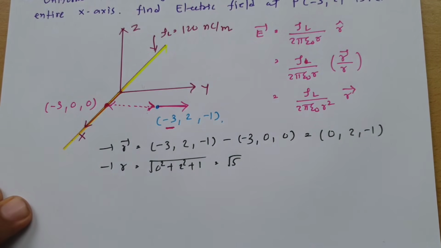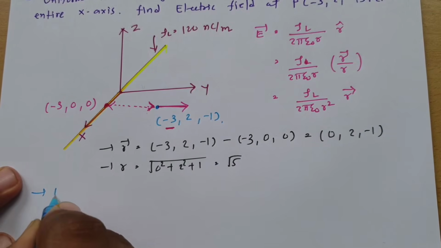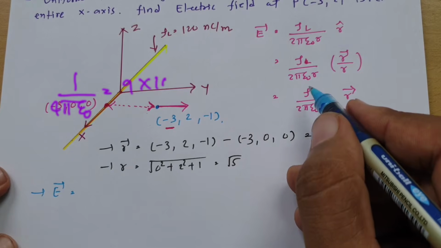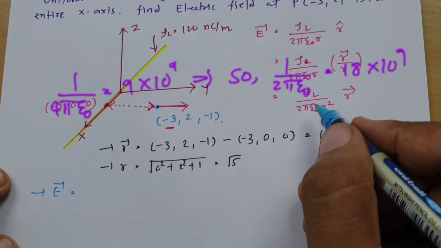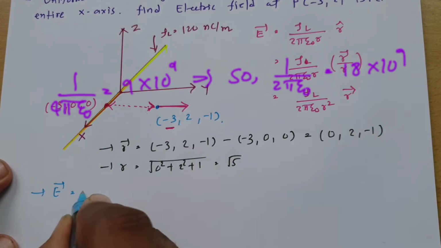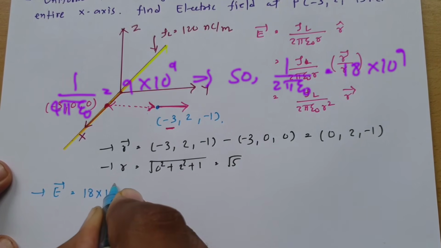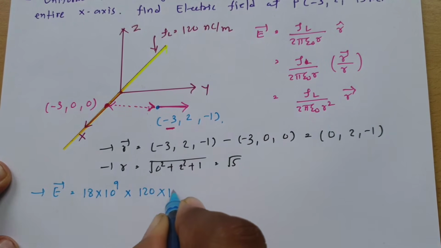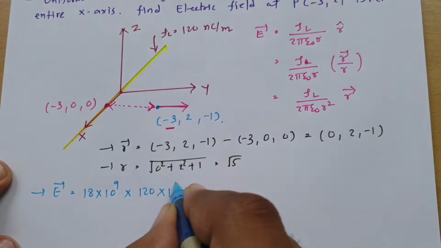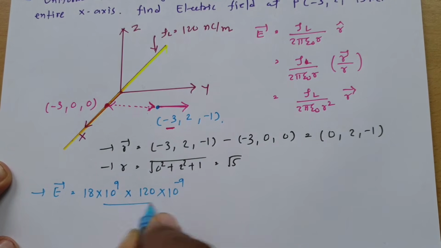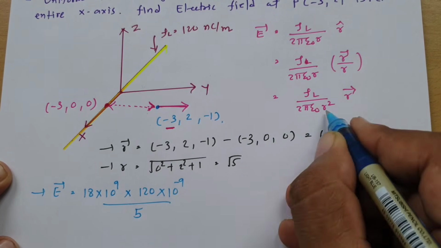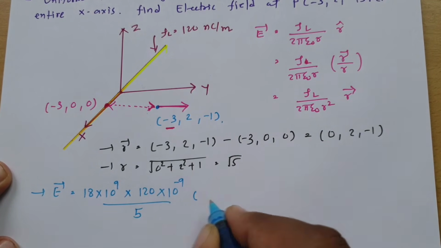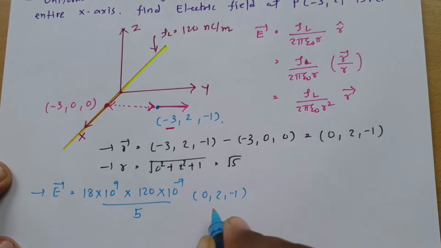So if you place these values, the electric field is, now you see, 1 by 2 pi epsilon 0. So 1 by 4 pi epsilon 0 is 9 into 10 to the power 9, so 1 by 2 pi epsilon 0 is 18 into 10 to the power 9, into rho L, that is 120 nanocoulomb, so 120 into 10 to the power minus 9, divided by r square, so root 5 square, that is 5, into the 0 comma 2 comma minus 1 direction.